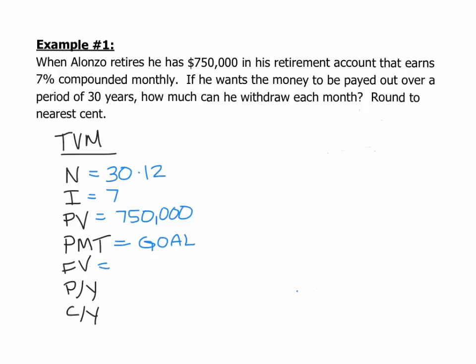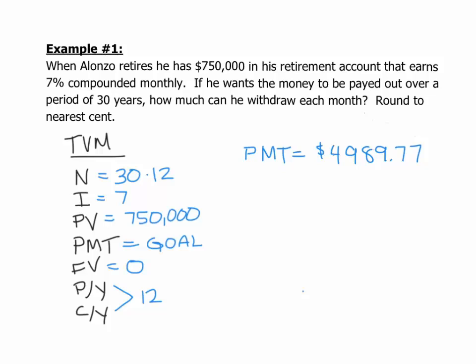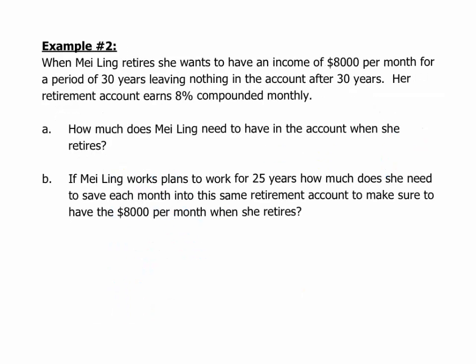My future value, now they don't specifically give us a future value, but it's assumed here that since they didn't tell us otherwise, that Alonzo's going to have nothing in his account after the 30 years. So my future value is going to be 0. My payment per year and my compounding per year, these are both going to be 12. When we input these into our calculator and solve for the payment, we get that Alonzo is able to withdraw $4,989.77 each month.